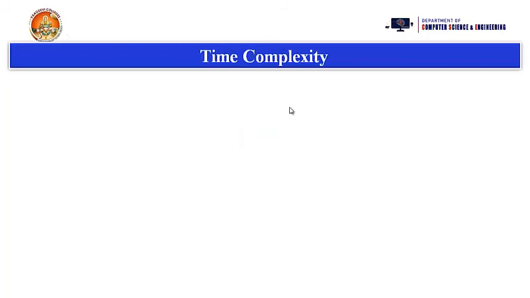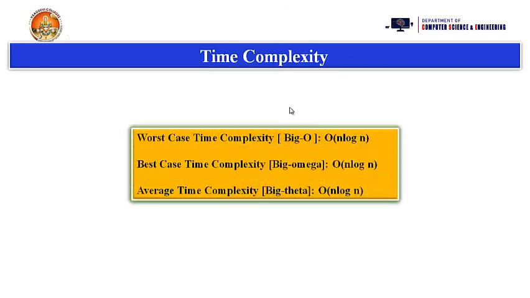What is the time complexity of merge sort? We have worst case, best case and average case time complexity. The worst case time complexity is big O of n log n, the best case is big O of n log n, and the average case is also big O of n log n. In all the cases the time complexity is big O of n log n only.